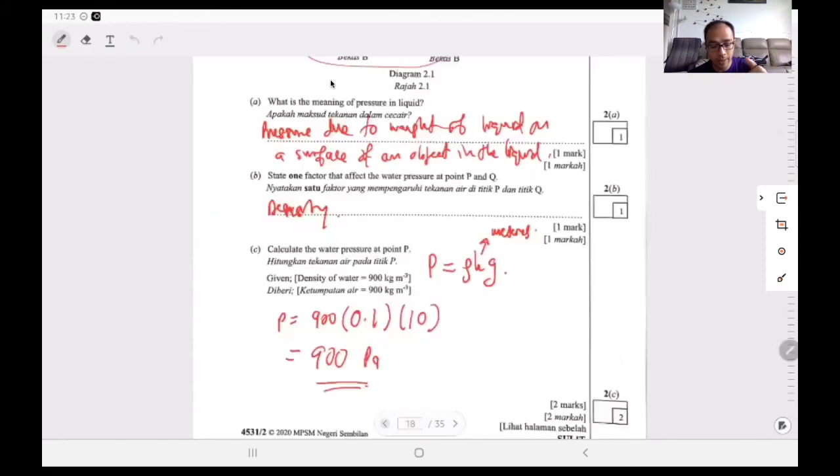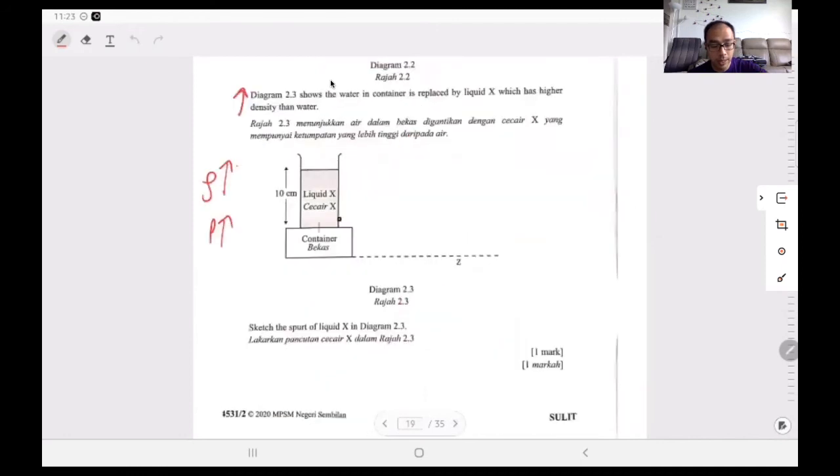Take a look at the formula. P equals rho h g. Everything is directly proportional. P is directly proportional to density. P is also directly proportional to h, to the depth. So, since liquid X has a higher density, when the water spurts out, do you think it will spurt out before Z or after Z? It will spurt out after Z, because it has a higher pressure. Higher density means higher pressure means it will spurt out even further.